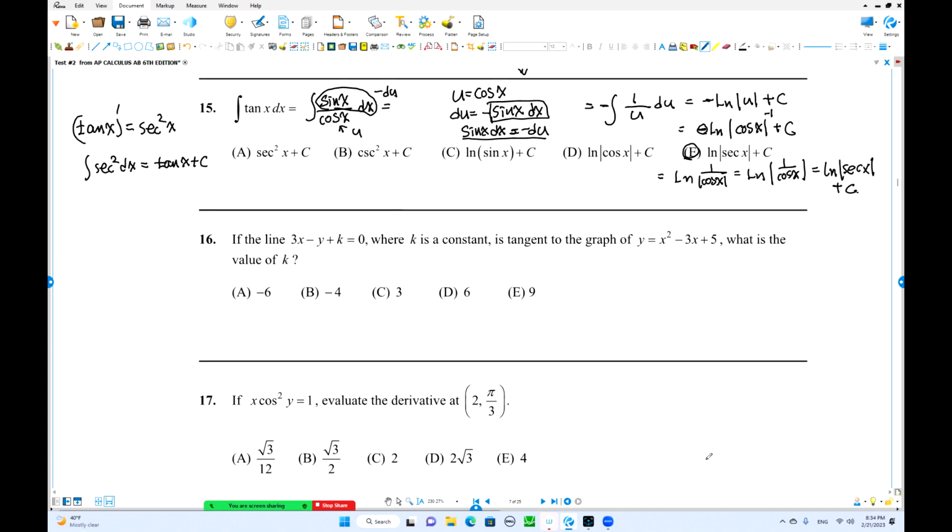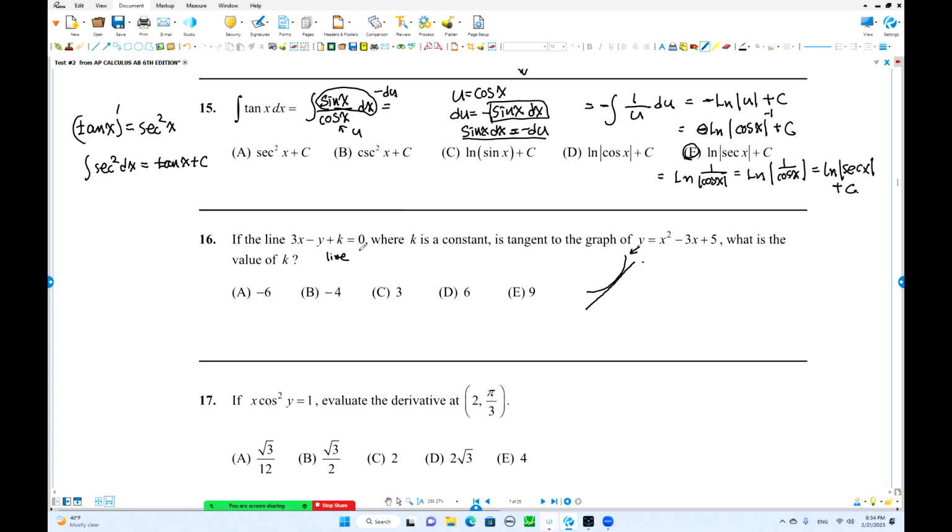The line 3x minus y plus k equals 0, where k is a constant, is tangent to the graph of y equals x squared minus 3x plus 5. What is the value of k? This is the line equation. The other one is a curve. If you have the curve over here, this is the linear line, the graph of this equation.